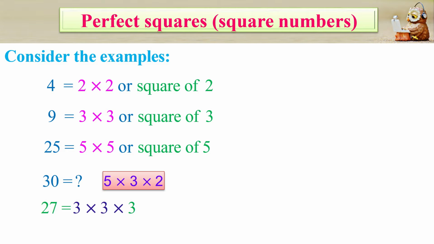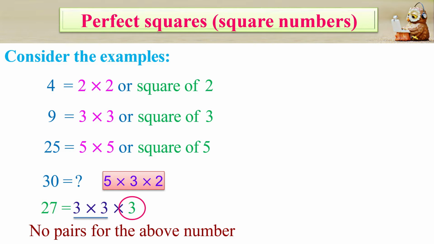However, in case of 30 and 27, we are not able to write this as a square of some natural number. See 30 and 27. The prime factors of 30 is 5 into 3 into 2, have no pairs. The prime factors of 27 is 3 into 3 into 3. Here, one pair of 3 and another 3 is left. So, no pair. Dear children, what will we understand from the above examples? Yes, 4, 9, 25 are perfect square numbers. 30 and 27 are not perfect square numbers.